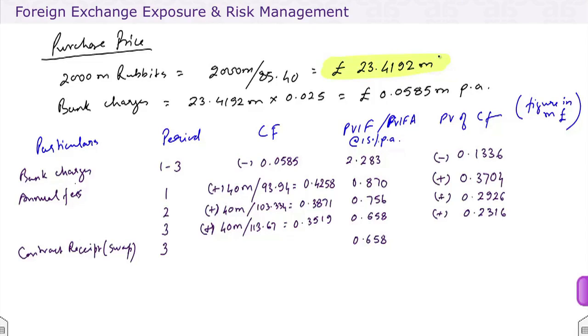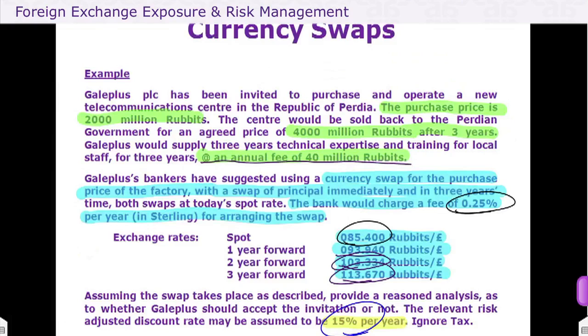You're recovering your money on spot basis, because that is what is mentioned in this case, that swaps are taking place as discussed, and all this amount is happening on the spot rate. Both the swaps are at today's spot rates. So this 2,000 million rupees is what you're going to realize, plus additional you're going to realize another 2,000. So these are the two receipts that we are talking of here.